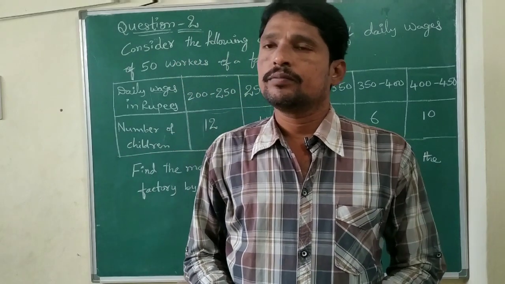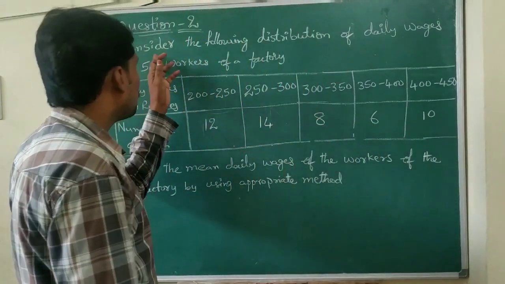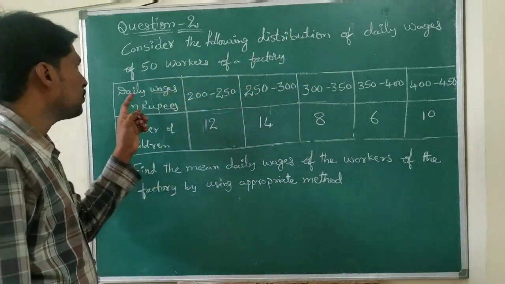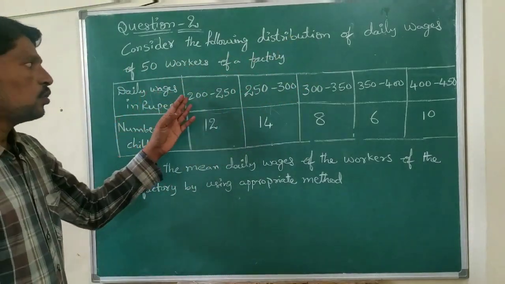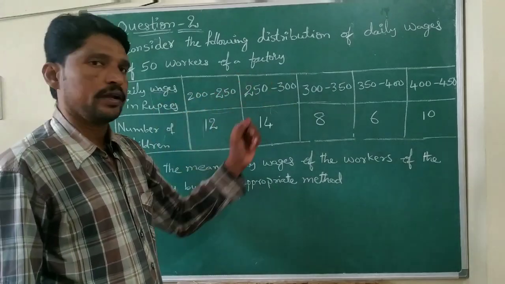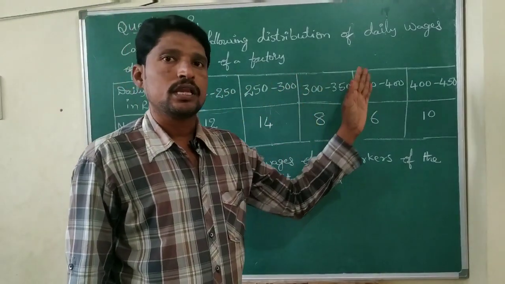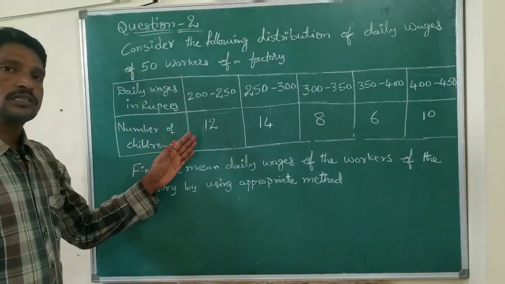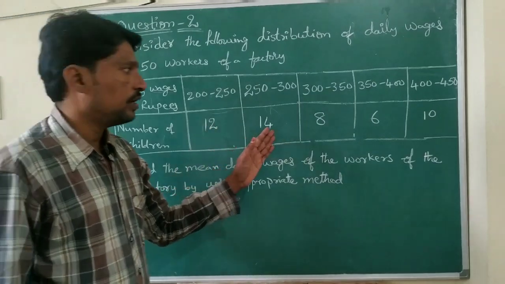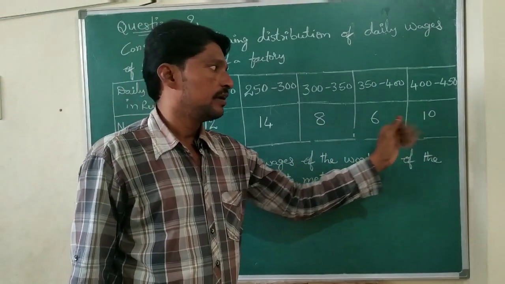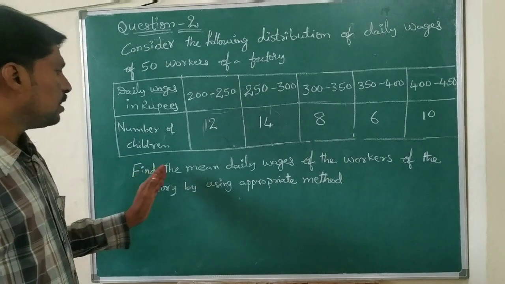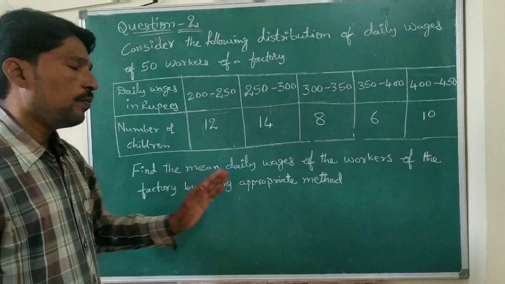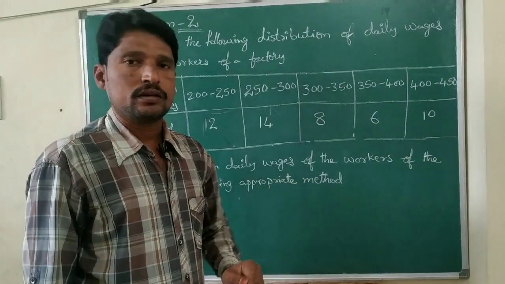The data is given by, consider the following distribution of daily wages of 50 workers of a factory. Daily wages in rupees: 200 to 250, 250 to 300, 300 to 350, 350 to 400, 400 to 450. Number of workers is given by 12, 14, 8, 6, 10. Find the mean daily wages of the workers of the factory by using the appropriate method.